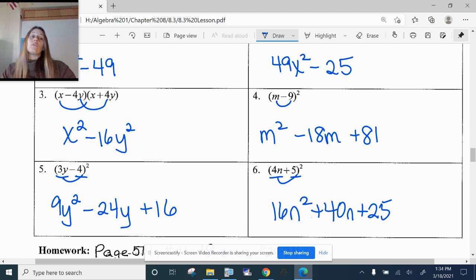Okay, so once again, you do not have to use these patterns in order to multiply these binomials together, but they will help you save some time if you are good at remembering them. Otherwise, just do your FOILing or distributing like you would normally.